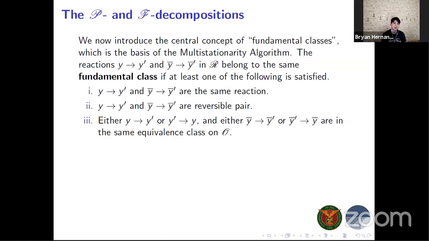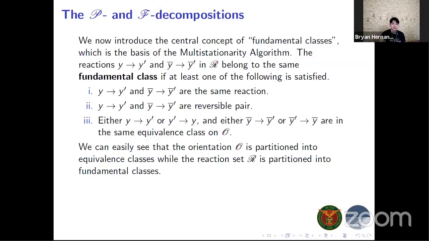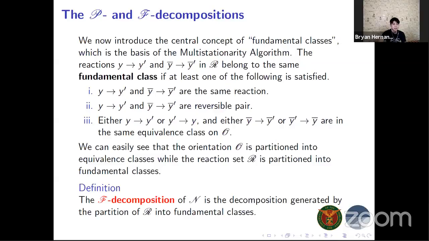And then we now go to fundamental classes. A while ago, we just got the equivalence classes. For the fundamental classes, you just consider the reverse reactions. If you have a reaction, then its reversible pair belongs to the same fundamental class. That is how we get the fundamental classes. We can easily see that the orientation O is partitioned into equivalence classes, while the reaction set R is partitioned into fundamental classes. We have the following definition for the fundamental decomposition, or simply F decomposition, of a network: it is a decomposition generated by partitioning R into fundamental classes.